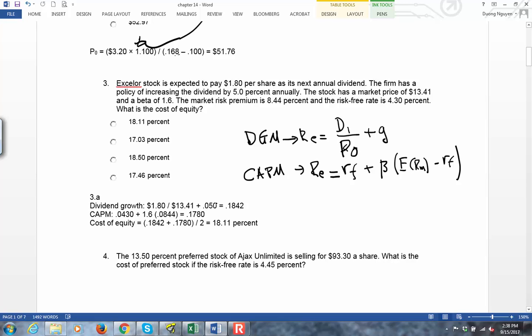Now after you get the cost of equity according to DGM and CAPM, you should take the average of the two to get the final cost of equity. So which is 18.42% plus 17.80% over 2, and the final answer is 18.11%.